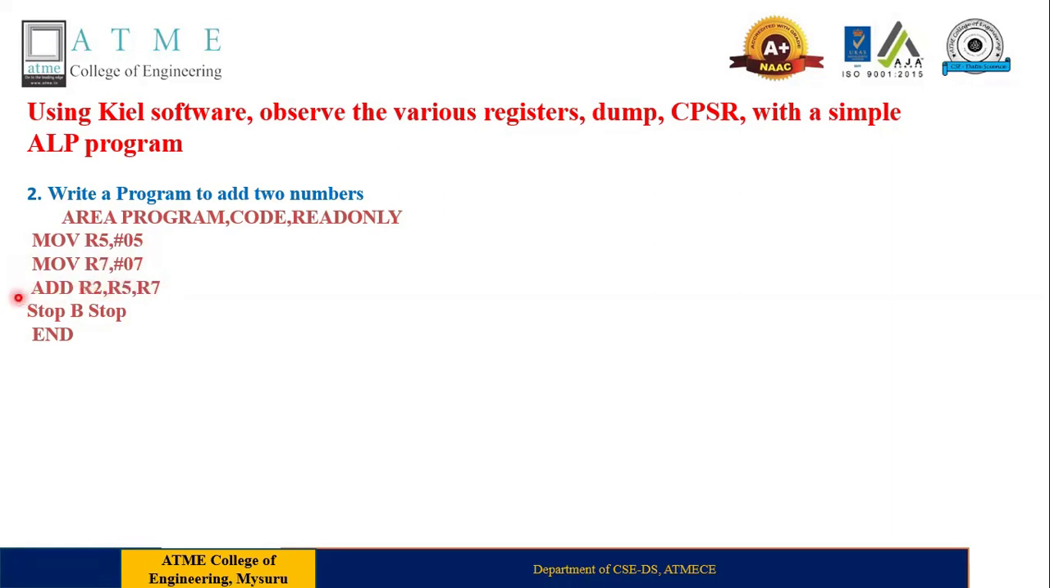In this opcode, you can observe ADD R2, R5, R7. R5 and R7 will be added and the result will be stored in R2. This instruction is written such that whatever data is stored in R5 and R7 will be added and stored in R2. Stop means the operation will keep executing the same instruction.